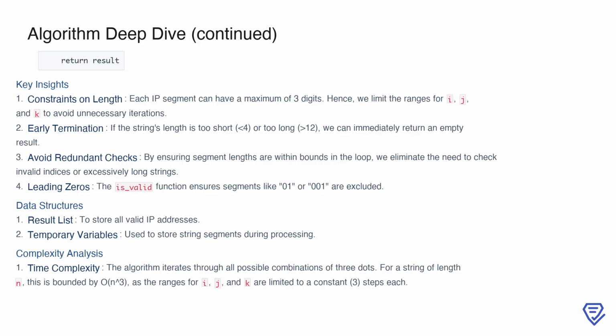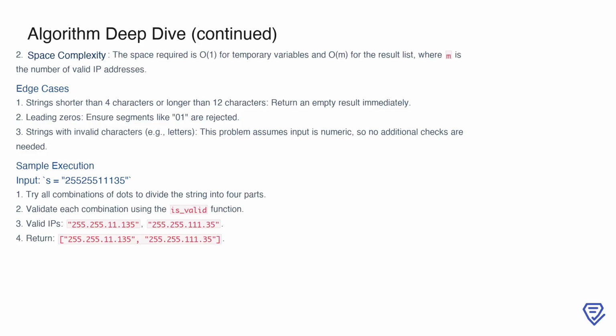As for complexity, the algorithm is bounded by n cubed, due to the iteration over all possible combinations of 3 dots, while the space complexity is determined by the number of valid results generated. The space complexity of this algorithm is minimal, with 1 for temporary variables and m for the result list, where m is the total number of valid IP addresses found.